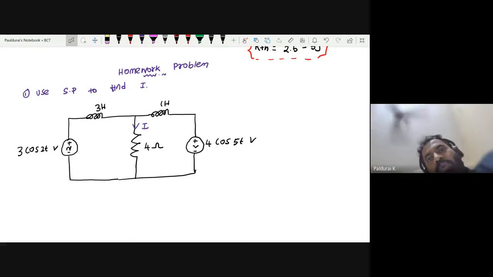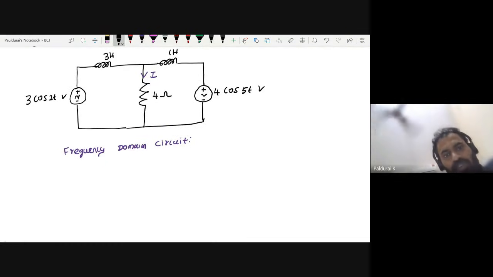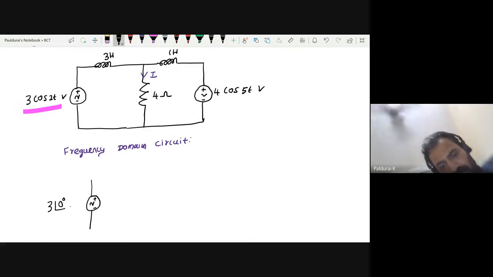Okay. And you know how to convert time domain into frequency domain. Can you recall that? So corresponding frequency domain circuit. Frequency domain circuit. Okay. So in frequency domain, what will you do? So you will sketch this plus minus. What about this value, 3 cos 2t, in terms of polar form? How will you write? 3 at an angle of 0 degree volt, right?